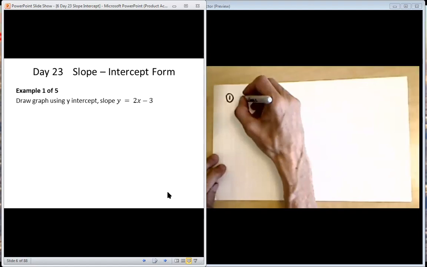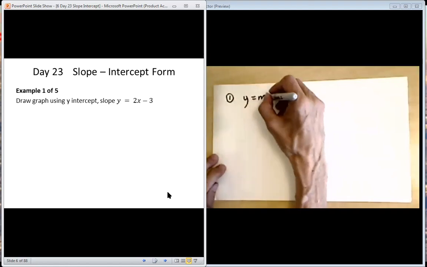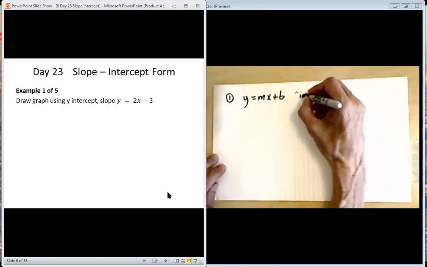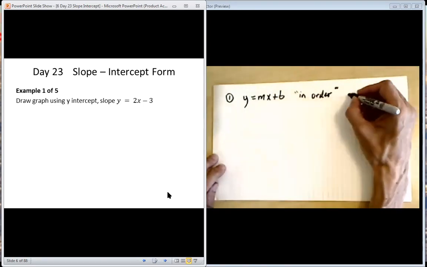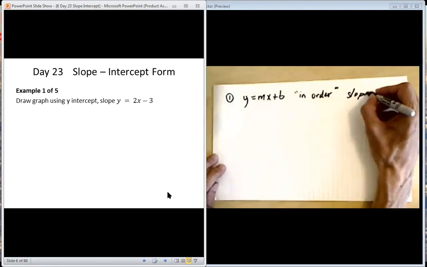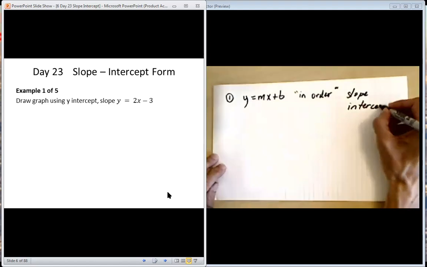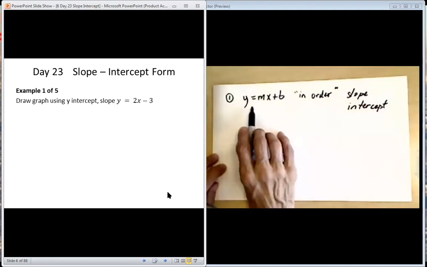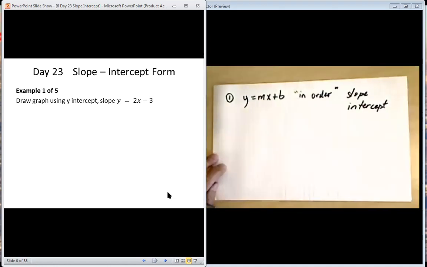Yeah, put them in order. Good. So I'll just put it like this. y equals mx plus b. That's in order, special order for today, right? Slope, intercept. Okay, that's the name for this order. Slope is there, y-intercept is there. Yeah, good. The second piece then, second thing to do.